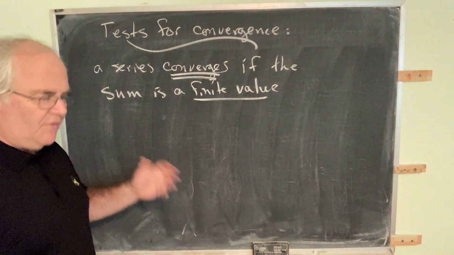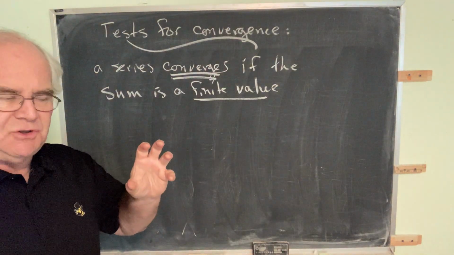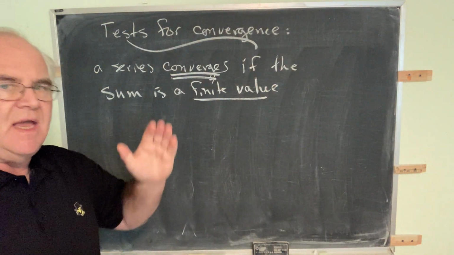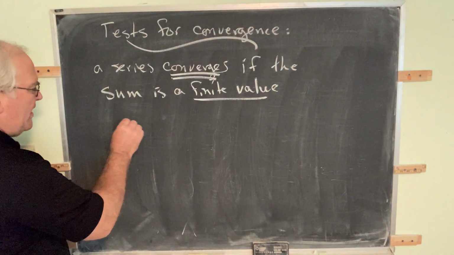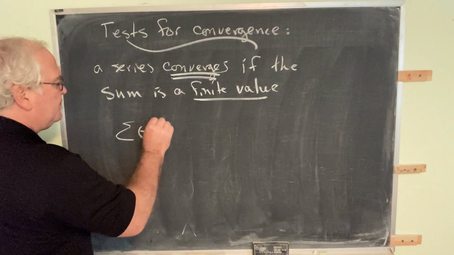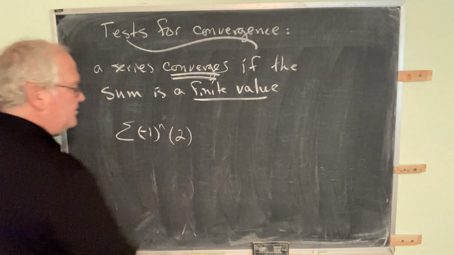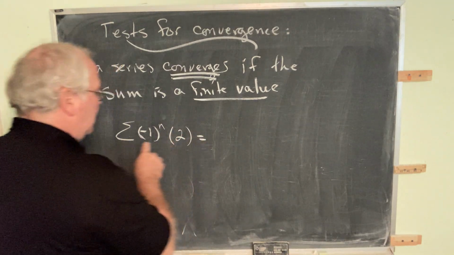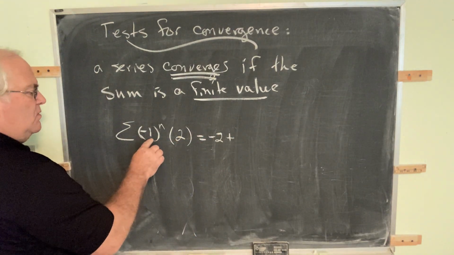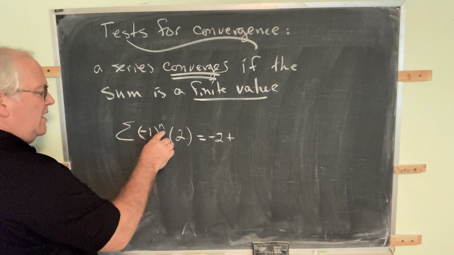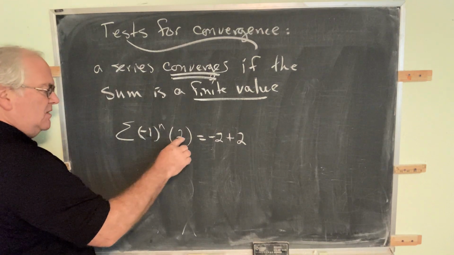Now, there are a couple of ways that diverging can happen. Diverging can be that the sum never actually accumulates to a specific point. That is to say, the value oscillates between two points. An example of that might be something like this: negative 1 to the n times, let's say, 2. When n equals 1, this is negative 2. And then when n equals 2, negative 1 squared is 1, so this is 2. And then when n is 3, this is negative 2 again.